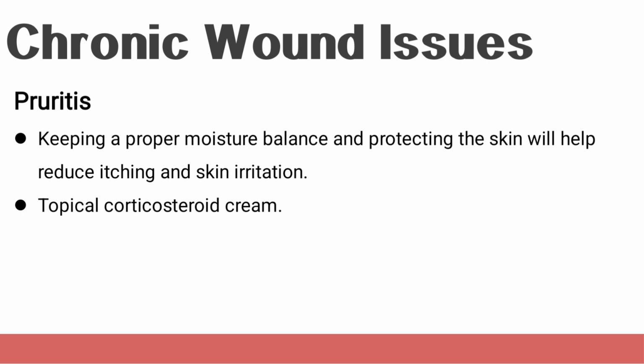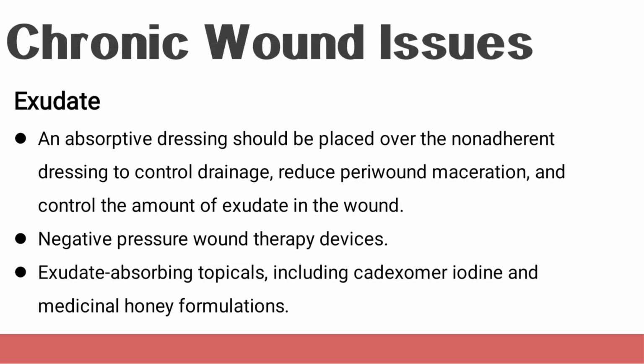For patients with pruritus, keeping the proper moisture balance and protecting the skin will help to reduce the itching and skin irritation. We can use topical corticosteroids as well. For the exudates, an absorptive dressing should be placed over the non-adherent dressing to control the drainage, reduce peri-wound maceration and control the amount of exudate in the wound. To control the exudates, we can use the VAC dressings, also known as negative pressure wound therapy. Exudate-absorbing topicals, including cadexomer iodine and medical honey formulations, can also be used to reduce the exudates.